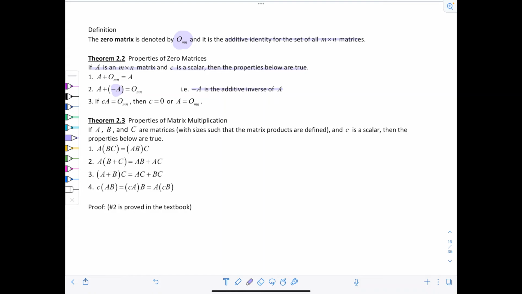And then we have properties of matrix multiplication. We already saw previously, remember, that matrix multiplication is not commutative, but we still have some properties that hold. A, B, and C are matrices with sizes such that the matrix products are defined, so that you are able to multiply them as follows, and C is a scalar. Then the following properties are true. 1, matrix multiplication is associative. Notice the order is the same though. We know matrix multiplication is not commutative.